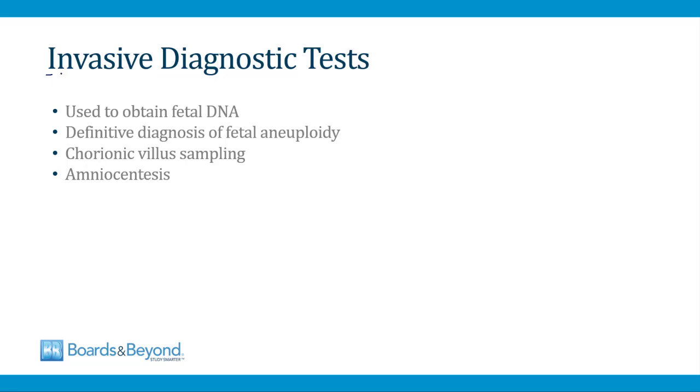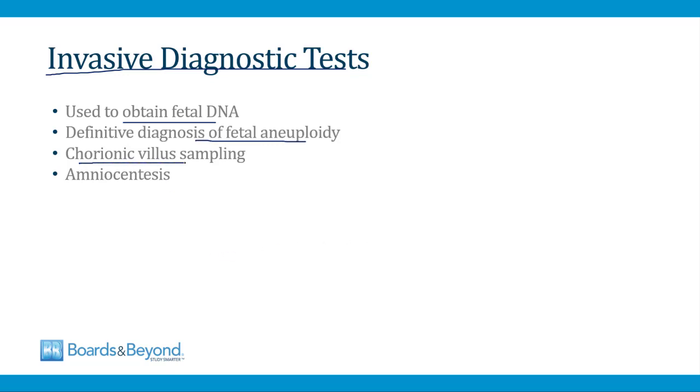So now let's talk about invasive diagnostic tests for aneuploidy. Everything we've been talking about now is just screening for aneuploidy, but if a mother has a screening test that suggests a high risk of aneuploidy, the only way to know for sure is to obtain fetal DNA. This is required for the definitive diagnosis of fetal aneuploidy. There are two methods by which we do this.